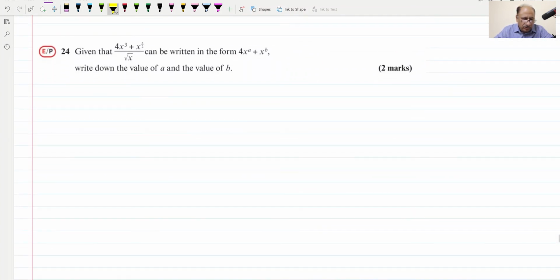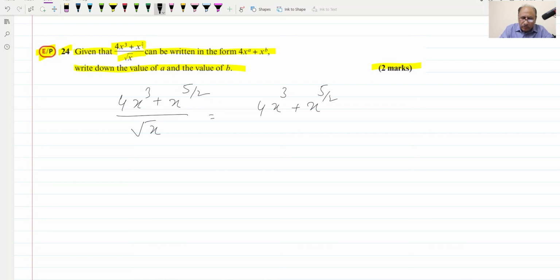Now question number 24, exam practice question, given that this fraction can be written in this format, write down the values of a and b, and this is a 2 marks question. So we can rewrite the given equation, which is 4x cubed plus x raised to the power 5 by 2 over under root x, we can rewrite this as 4x cubed plus x raised to the power 5 by 2 divided by x raised to the power 1 by 2.